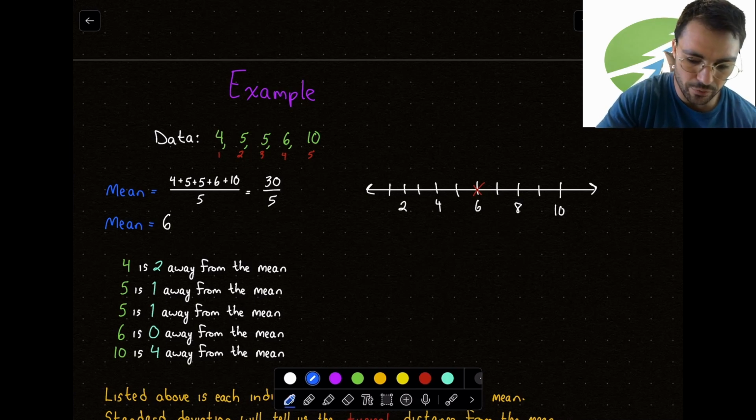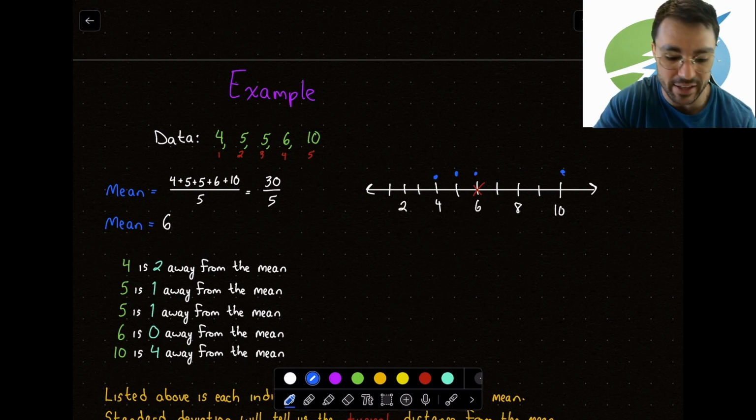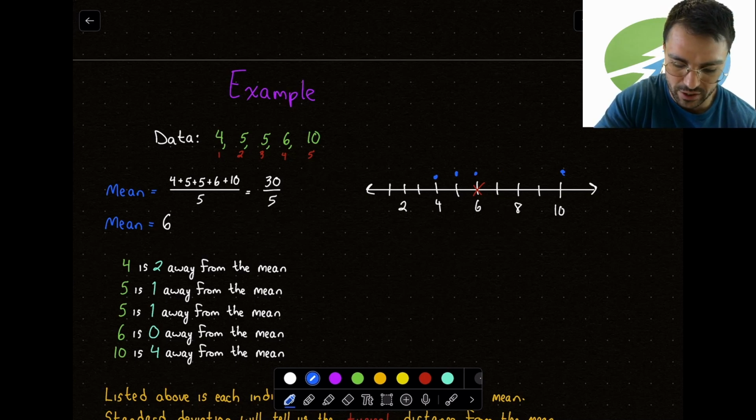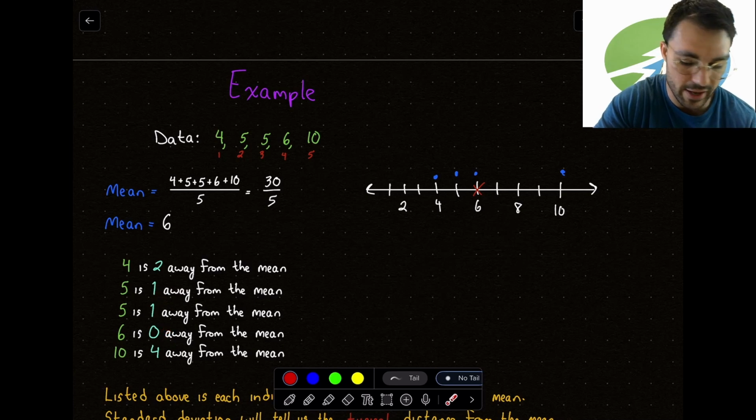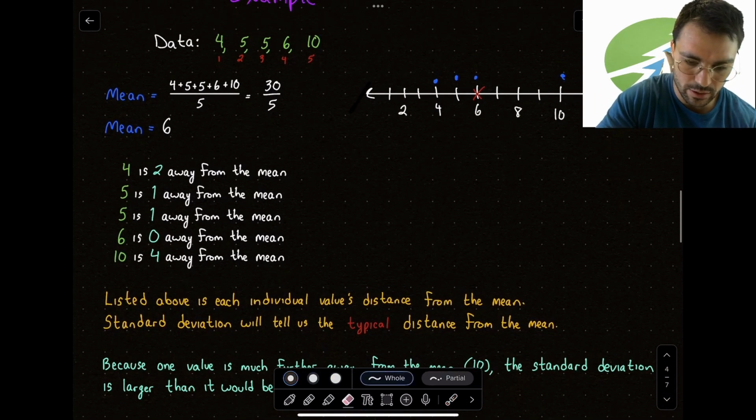Okay, so 4 is 2 away from the mean, 1, 2. 5 is 1 away from the mean. Another 5. 6 is the mean here, it's at the mean. And then 10 is 4 away from the mean, 1, 2, 3, 4. So you could say that each one of these is how far it deviates from the mean. 4 deviates by 2, 5 deviates by 1, 6 does not deviate, and 10 deviates by 4. Let's get rid of this.